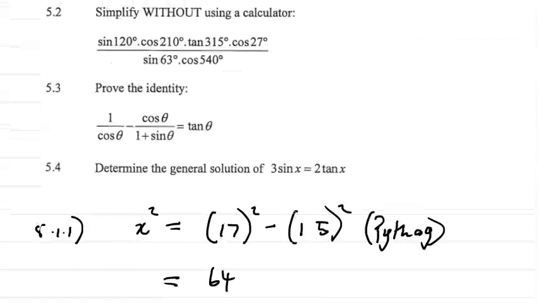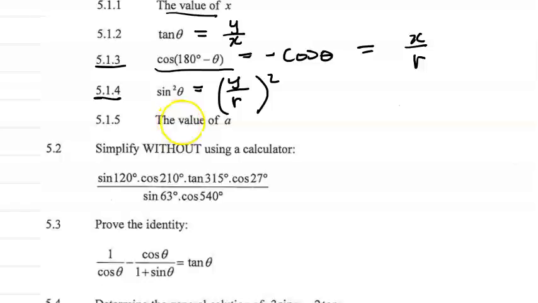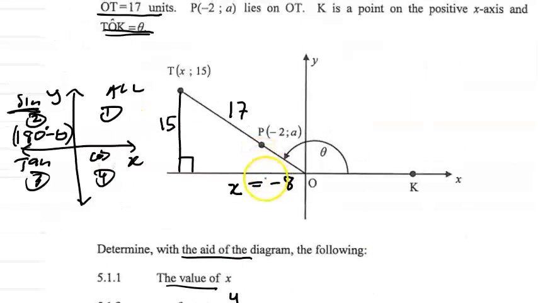Now calculate the value of a. So now they want us to find the value of a. So let's look at here. What is this? P is minus 2 and a. So you have to drop down the perpendicular there. Remember that the x value is minus 2 and the y value is a. So that's your x and that's your y value. So you're given the x and the y value. Now which ratio can you use in terms of x and y only? We don't have r, okay?